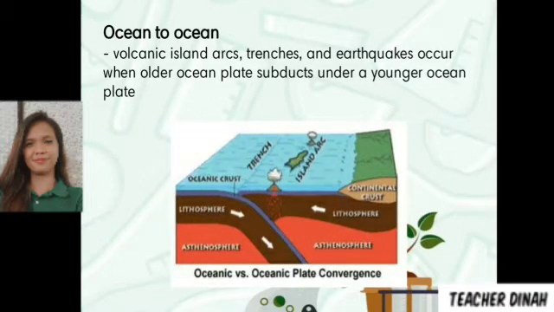Next, we have ocean to ocean. Volcanic island arcs, trenches, and earthquakes occur when older ocean plate subducts under a younger ocean plate. So as you can see in the picture, we have an oceanic plate here and another oceanic plate here. Now this is the older oceanic plate which subducts under the younger oceanic plate.